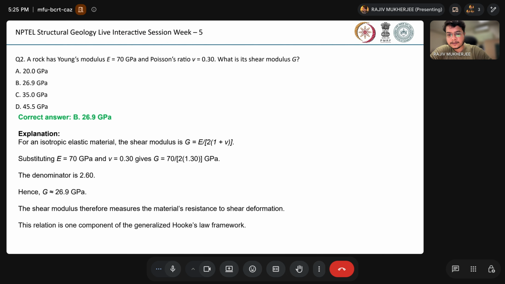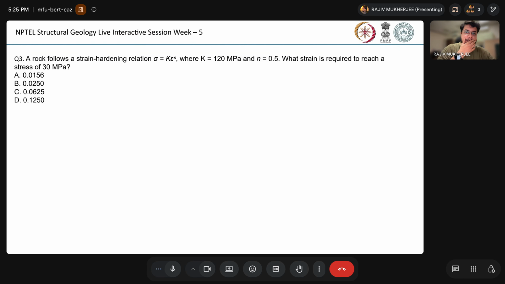Now let us move on to question number 3. There are several components, like the bulk modulus, the Young's modulus, and the rigidity modulus. All these are essentially components of the generalized Hooke's law framework. One can derive from the generalized Hooke's law interrelations between different kinds of elastic moduli.